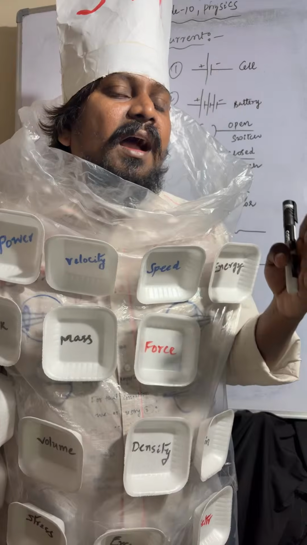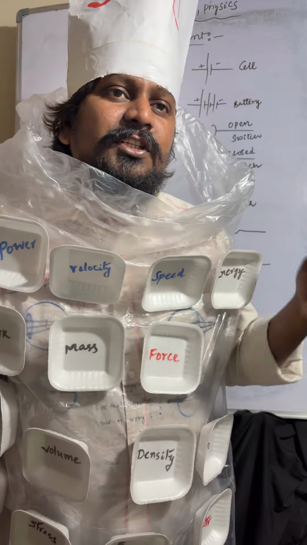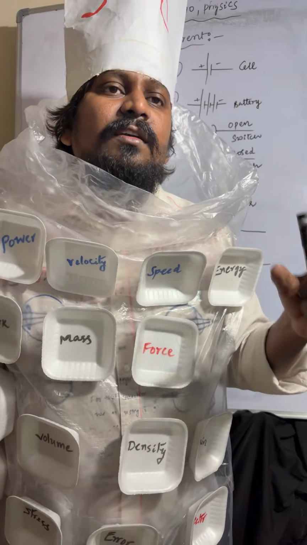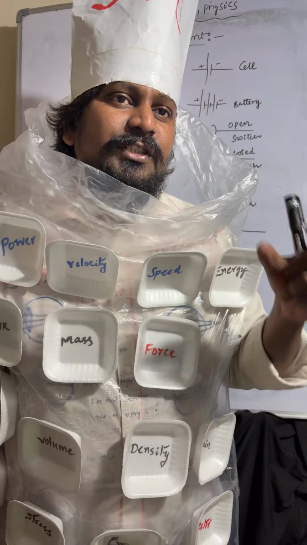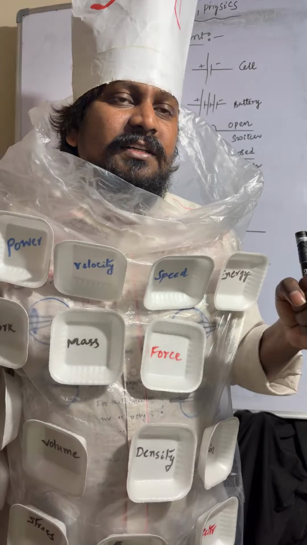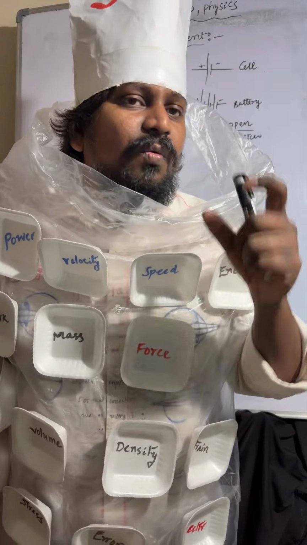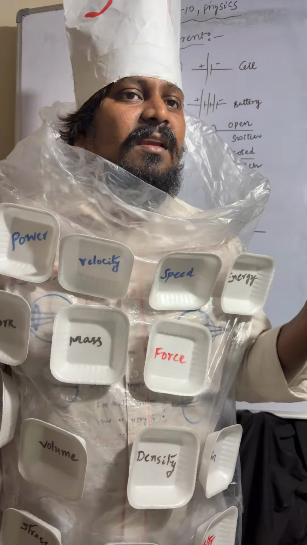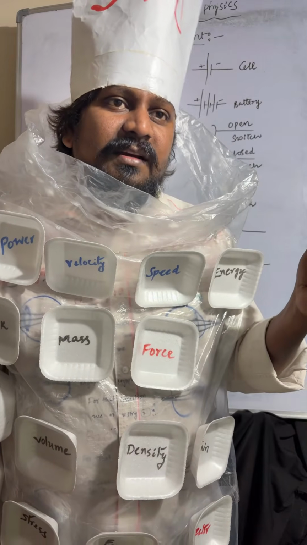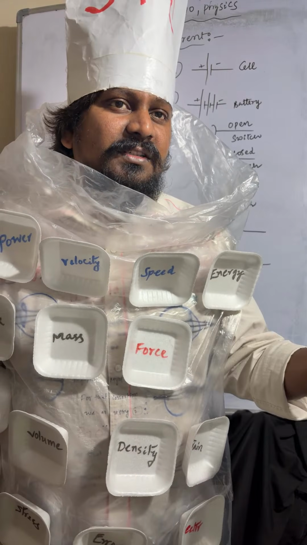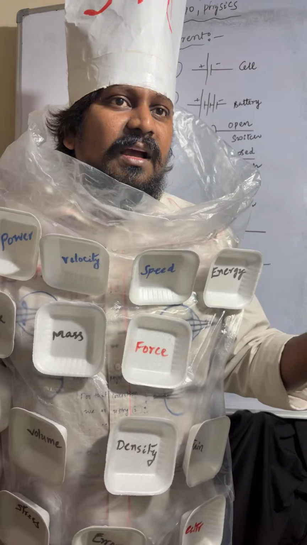Understood? Once again, an ammeter is a device which is used to measure the electric current in the circuit. A voltmeter is a device which is used to measure the potential difference. The ammeter will be connected in series combination. The voltmeter will be connected in parallel combination. I hope it is very clear.